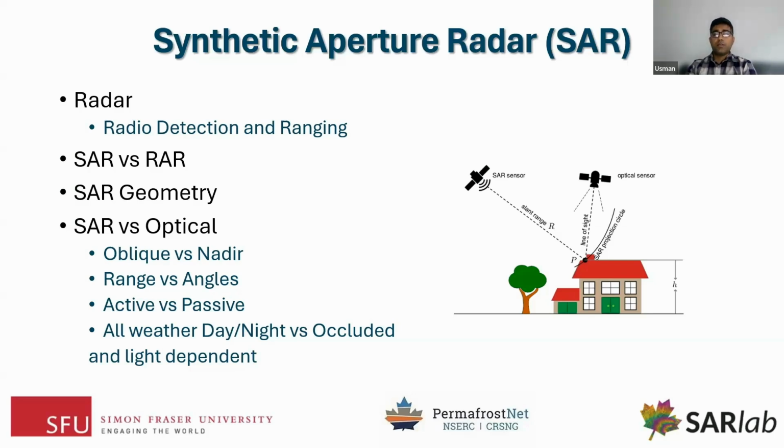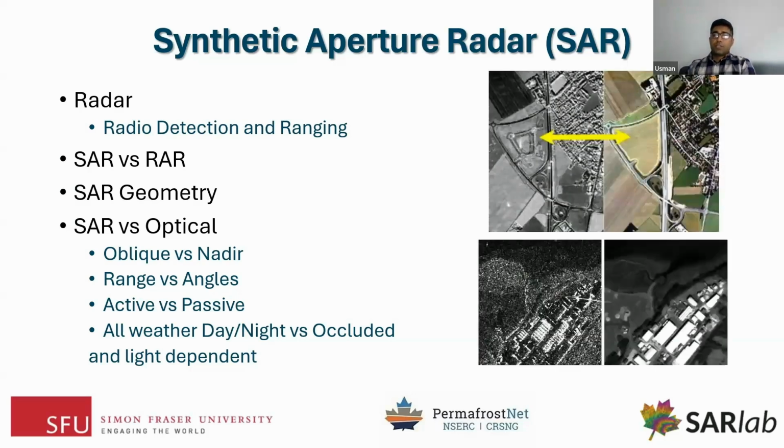Moreover, the SAR sensor is active, it has its own energy, whereas the optical sensor depends upon the sunlight, and it's also occluded by clouds and other things. The SAR sensor can see through clouds. It's an all-weather, day and night sensor. Some comparisons of SAR and optical images are given here.